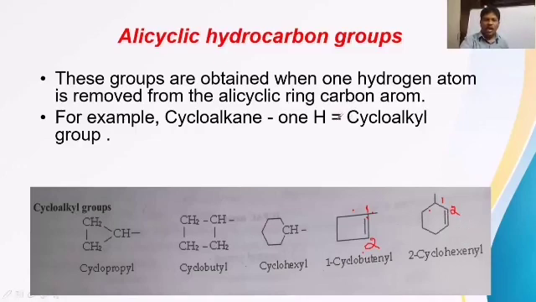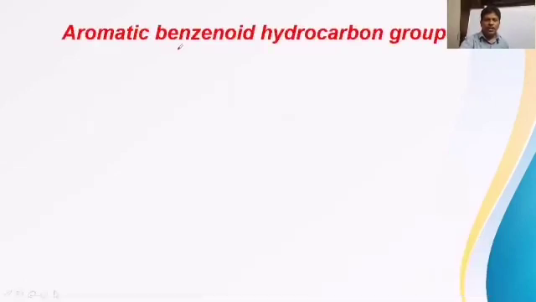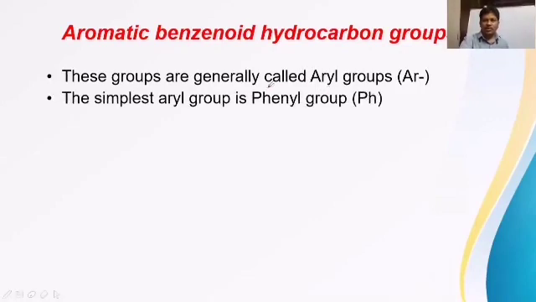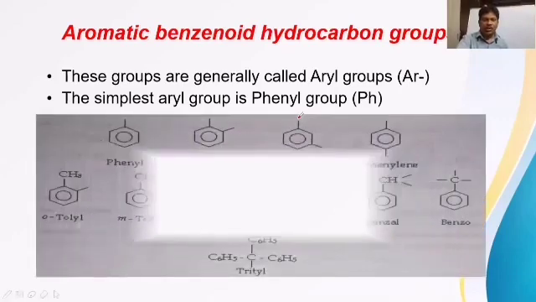This type of group is called alicyclic hydrocarbon groups. Next are the aromatic benzenoid hydrocarbon groups. These groups are generally called aryl groups. The symbol is Ar, aryl. And the simplest aryl group is what? The phenyl group. How the phenyl group is obtained, we discussed. From a benzene molecule, if you remove one hydrogen atom, we get the phenyl group. The phenyl group is the simplest aryl group available.